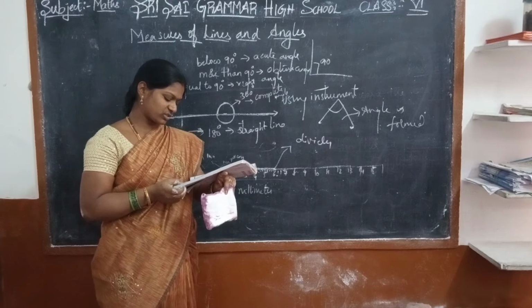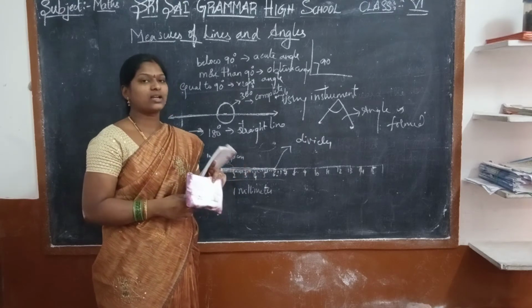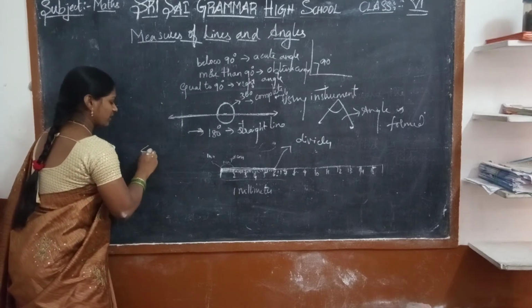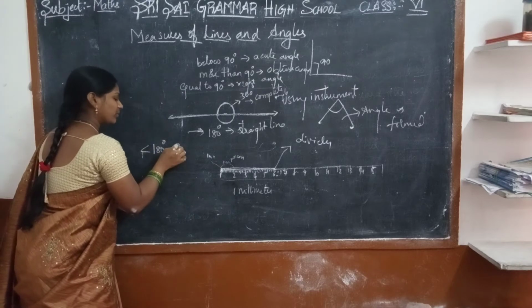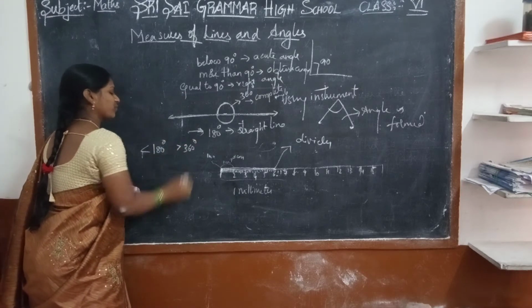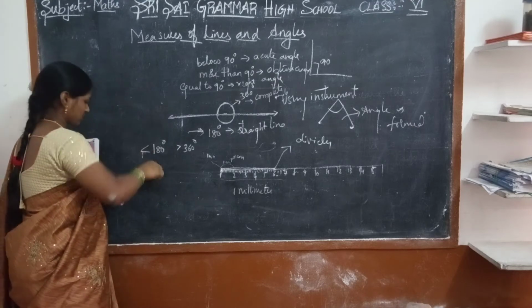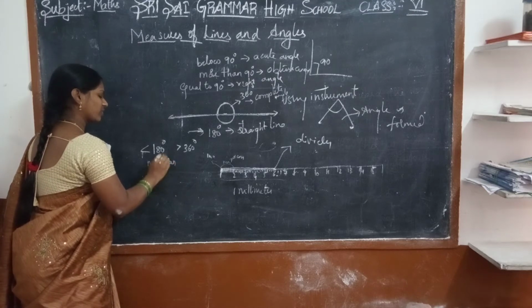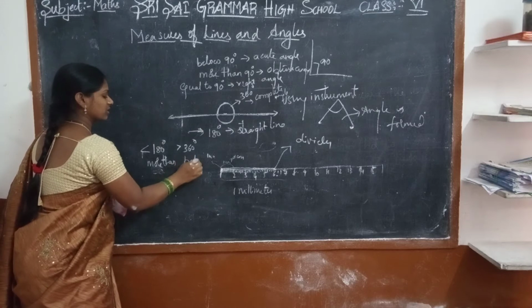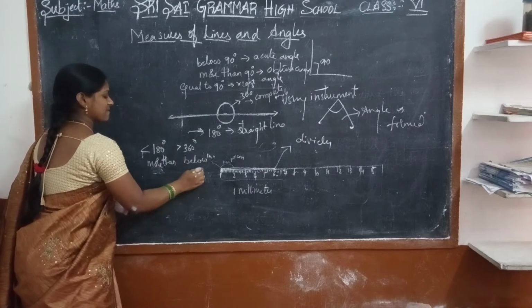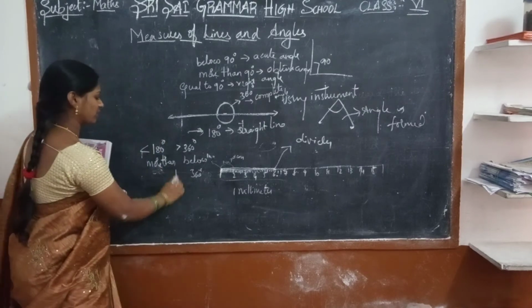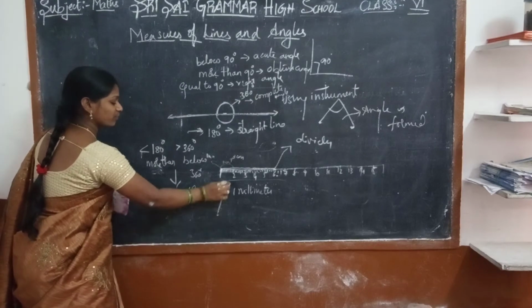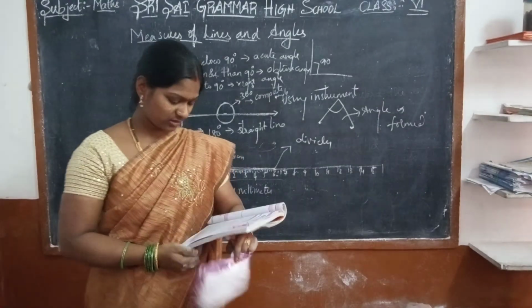The angle whose measure is more than 180 and less than 360 degrees is called a reflex angle. So, more than 180 and below 360 degrees. When you measure the angle below 360 degrees, if you see, it is a reflex angle.